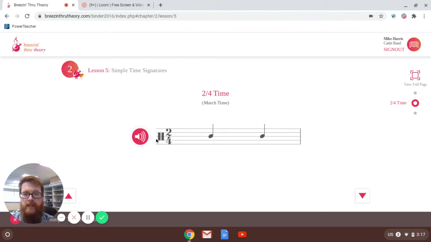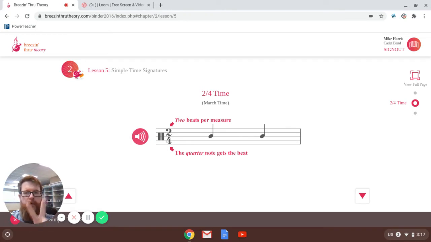Let's hear what 2/4 time might sound like. In 2/4 time, there are 2 beats per measure and the quarter note gets the beat. Notice that 2/4 time sounds a lot like 4/4 time. The reason it's called march time is because traditionally marching band music will be written in 2/4.